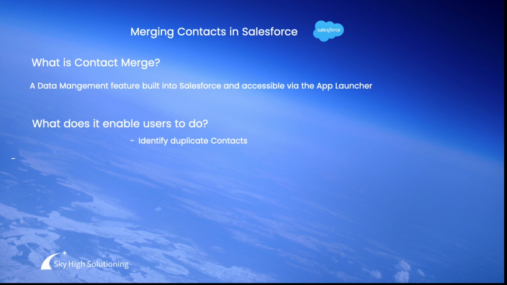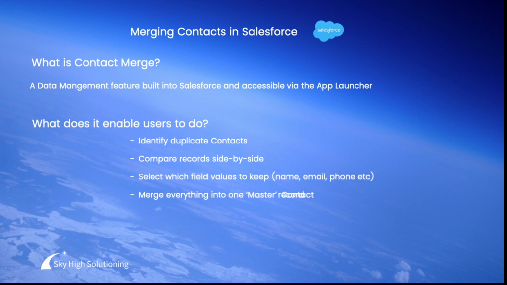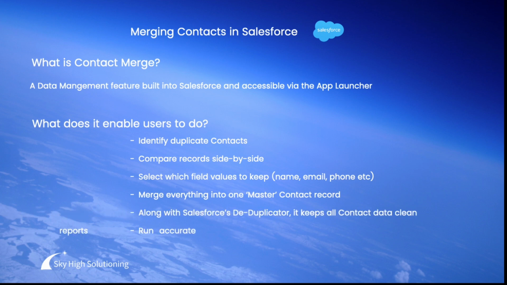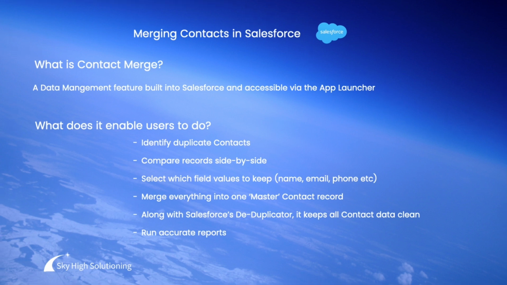Firstly, identify duplicate contacts, then compare records side by side, select which field values to keep and which ones not to keep, merge everything into one master record, and along with Salesforce de-duplicator, it keeps all contact data clean. Last but not least, it helps everyone run accurate reports.